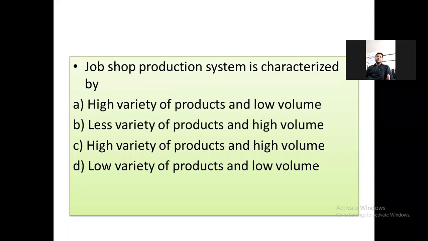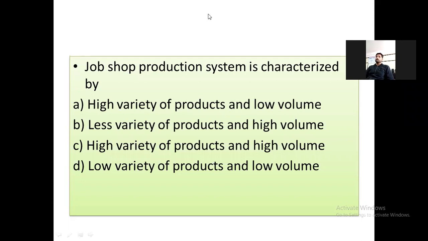The next question: the job shop production system is characterized by. We have discussed four production systems, and the first one is the job shop production system. So how can we characterize the job shop production system? Option A is high variety of products and low volume. Option B is less variety of products and high volume. Option C is high variety of products and high volume. And option D is low variety of products and low volume.